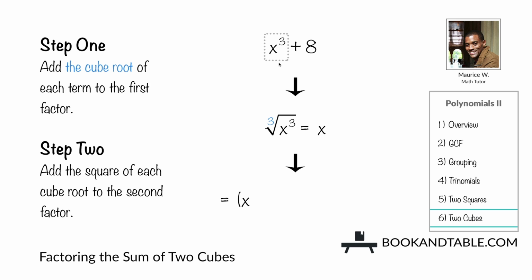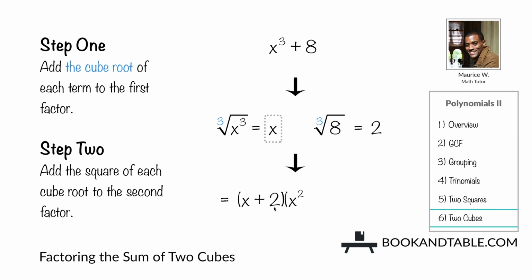Step 1, add the cube root of each term to the first factor. So the first term is x cubed. The cube root of x cubed is equal to x. So x is in our first factor. Then we have positive 8. The cube root of positive 8 is equal to 2. So x plus 2 is our first factor.